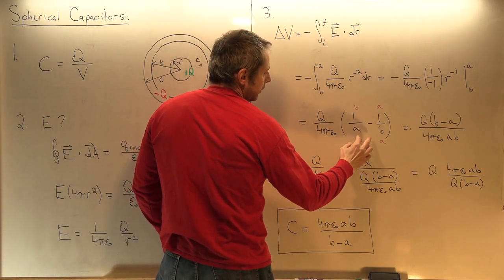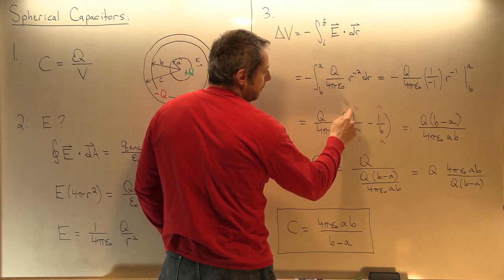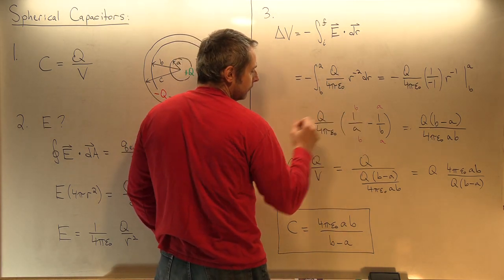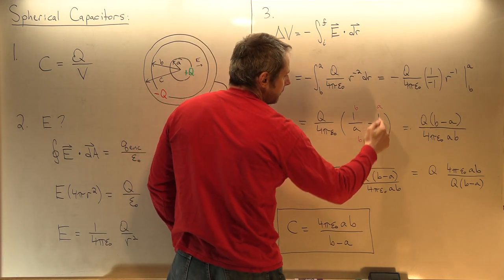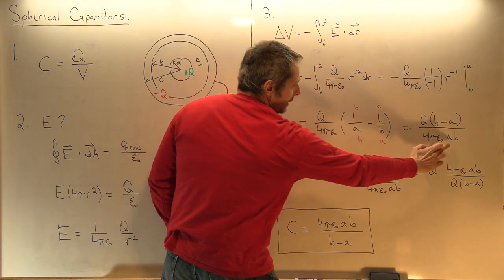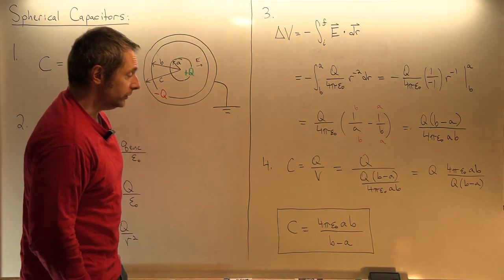So the common denominator is A times B. If I multiply the top and bottom here by B, then I haven't changed the fraction. Multiply the top and bottom here by A over A. And what I get is B minus A over AB. And there is the voltage.